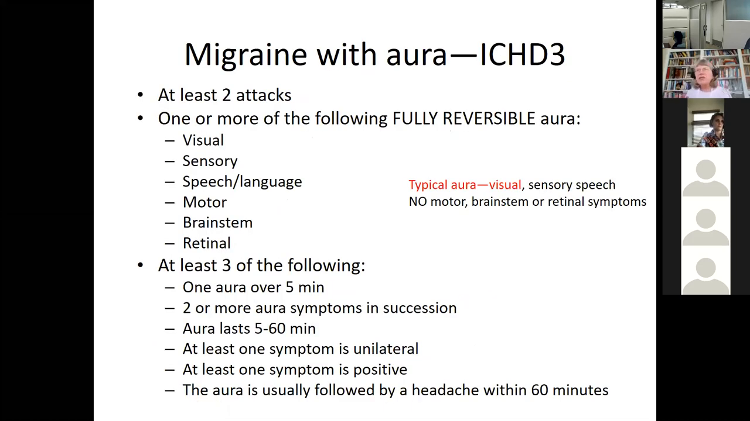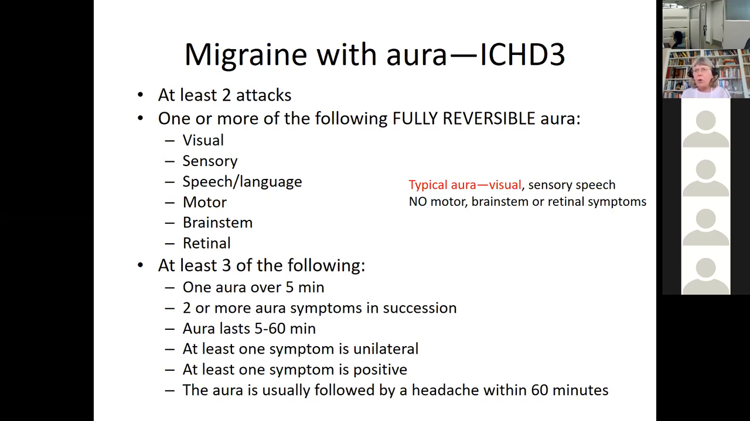So the ICHD-3, and I hope all of you download the ICHD-3. It's a PDF that you can download onto your phone, your iPad, your computer. But it's kind of the Bible of migraine. To make this diagnosis, you have to have one or more of the following fully reversible auras. And visual auras are the most common, followed by sensory auras, speech and language, motor, brainstem, and retinal. And we'll talk about these as well.